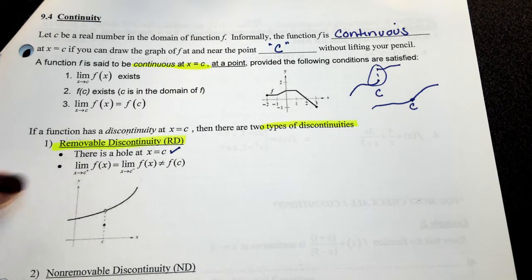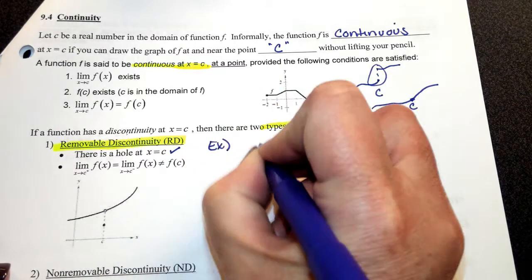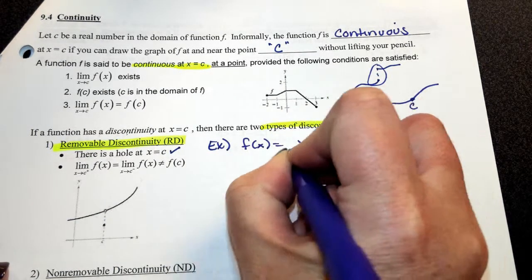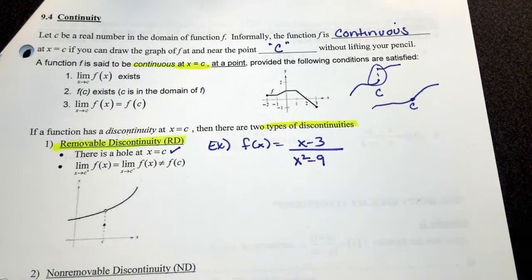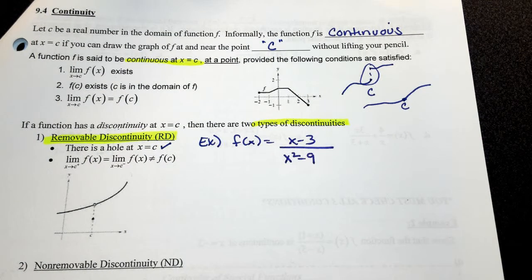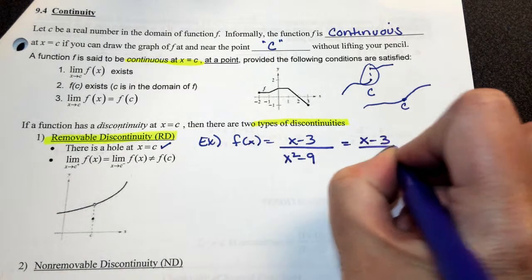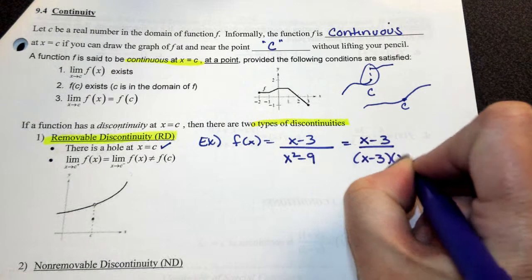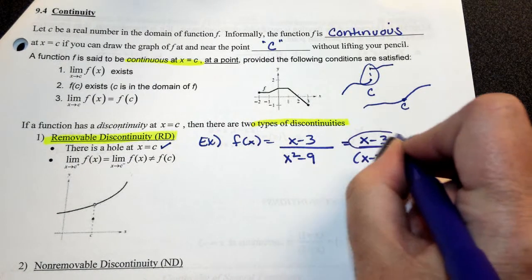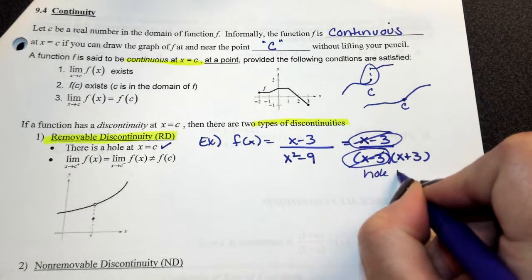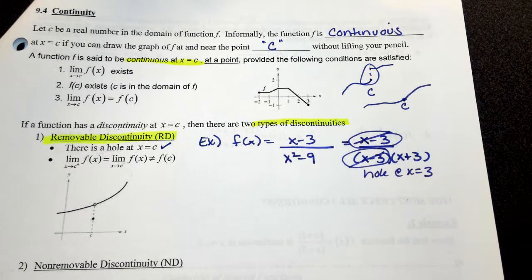Remember, that means when you factored, for example, if you had a function x minus 3 over x squared minus 9, we found the hole by factoring the numerator and the denominator. If you had a common factor appear in the numerator and the denominator, you knew you had a hole at x equals 3.